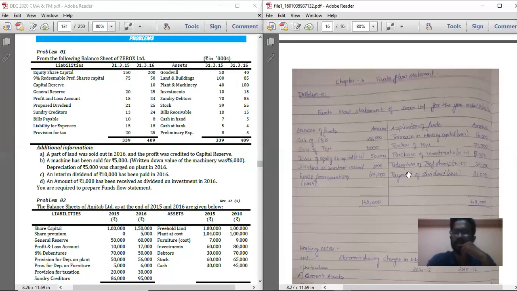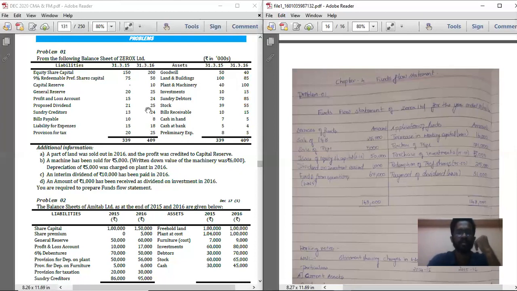So below that, under application of funds, record purchase of investments, within bracket 15 minus 10. In the amount column record 5,000. Next, sundry debtors are taken into account, stock, bills receivable, cash in hand, cash at bank. Preliminary expenses: there is a decrease in preliminary expenses, which will go to the funds from operation account.